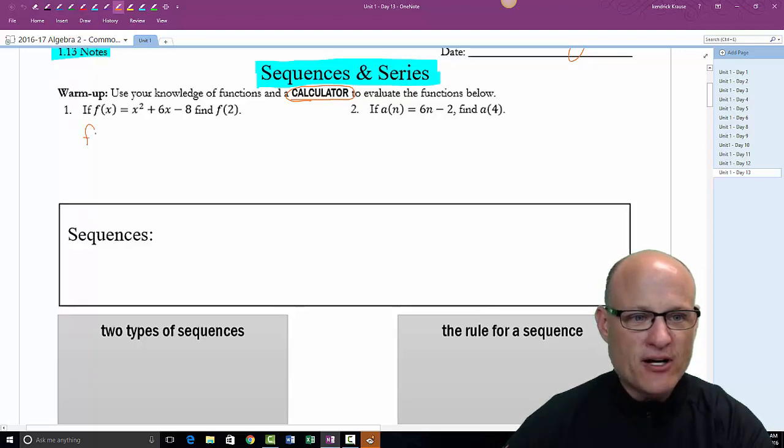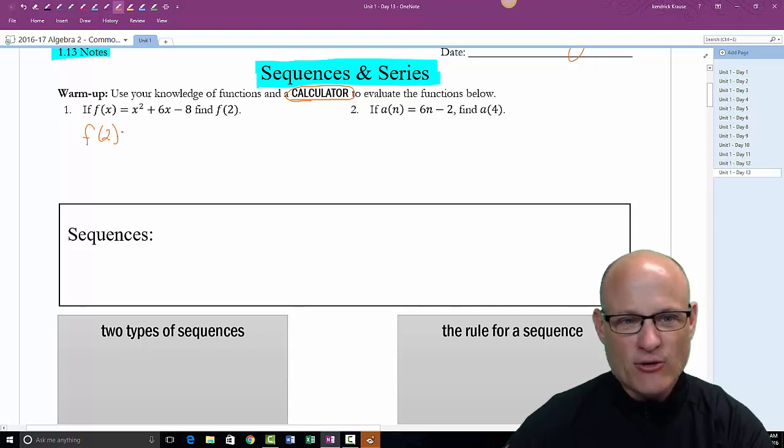All right, so we're going to do f of 2. I'm going to use the calculator to check it because I don't really think I need my calculator for this one. I'm going to plug in 2. Notice when I sub in, use parentheses. Don't forget that. So this is 4 plus 12 minus 8. So that's 16 minus 8, which is 8.